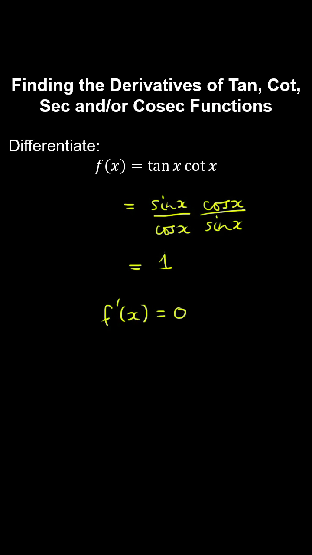Let's find the derivative of tan x by cotangent of x. Well, we can use the product rule, or use trig identities first to simplify the function. So tan x is sine x on cos x, and the cotangent of x is the cosine of x on sine x. And therefore, this gives 1, and the derivative of a constant is 0. So you've got to picture this as 1 by x to the 0, and using the power rule, the derivative of this evaluates to 0.